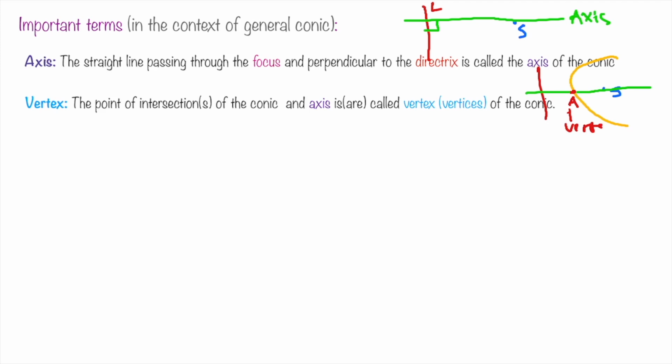So in the case of ellipse, let's say this is your ellipse. So the axis is going to be this one. So this is going to meet the conic in two points. Let's call it A1 and A2. These two are going to be vertices.